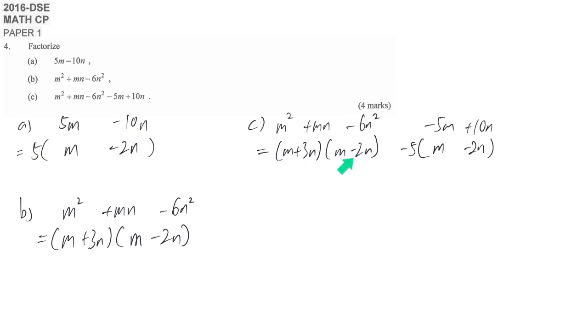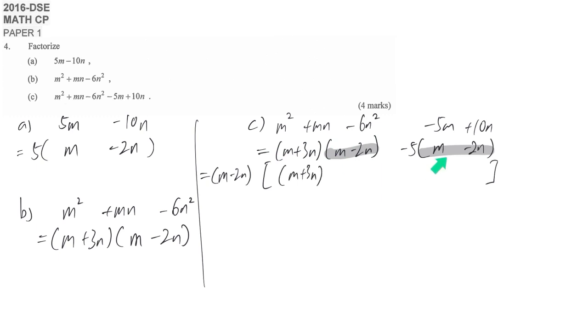So there are two terms. First term here, the second term here. We find that this bracket is common, so we are going to extract it and then write it on the left hand side. M minus 2n is extracted, and then what is inside, keep inside the bracket. For the first term, we remove this part, m plus 3n is left. For the second term, we remove this bracket, negative 5 is left.